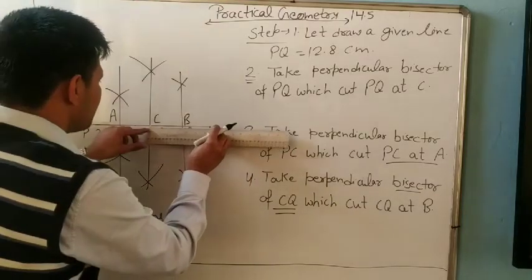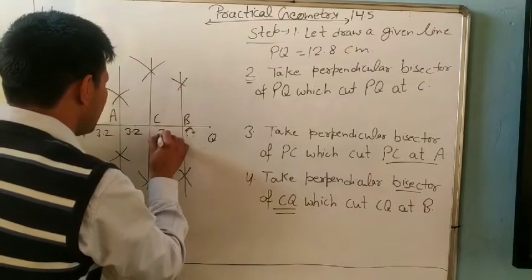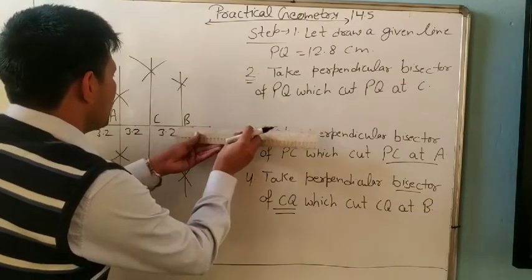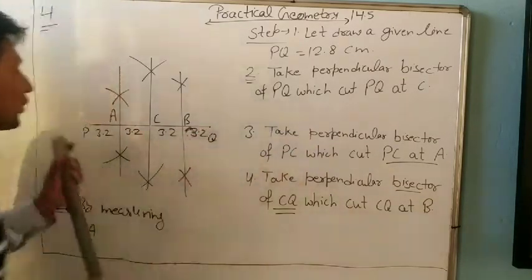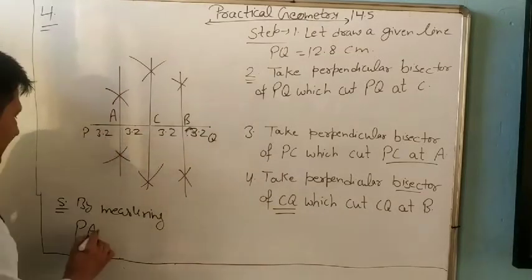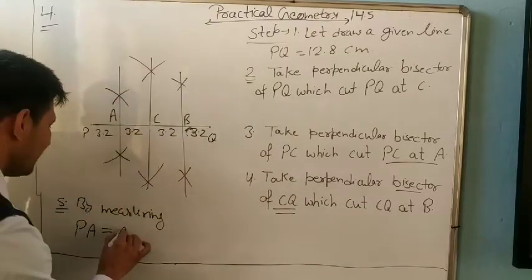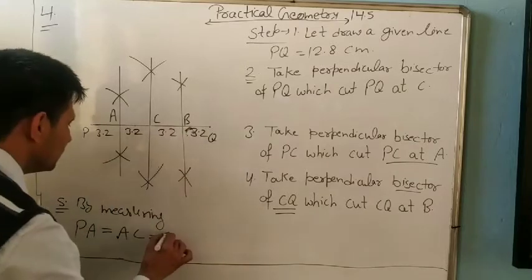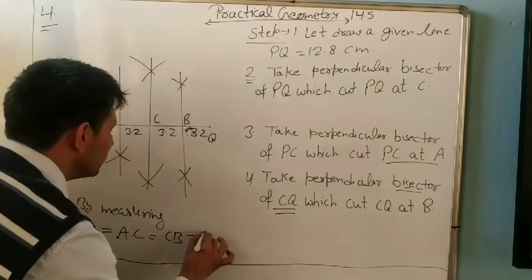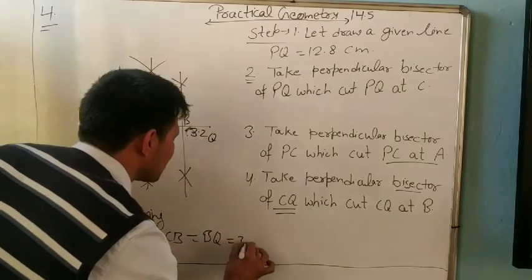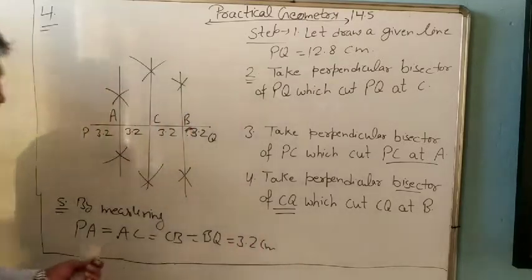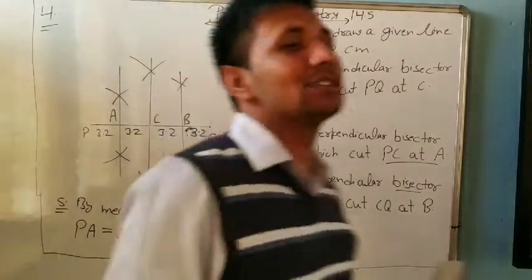Now CB is also 3.2 and BQ is also 3.2. So by measuring, PA equal to AC equal to CB equal to BQ. All are 3.2 centimeter. So it is your answer.